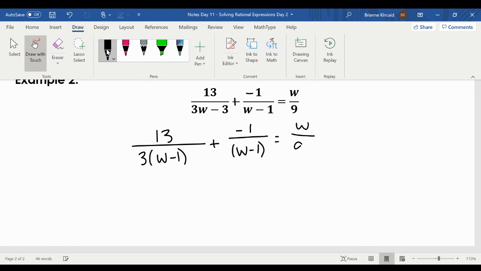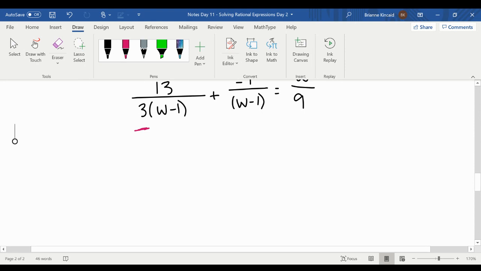equals w over 9. Now there are a couple things that the LCD absolutely has to contain. I like to look at my binomials, my quantities, any of that stuff first. My LCD has to contain a w minus 1 because the first denominator and the second denominator both contain it. The first denominator contains a 3, the second one contains a 9. 3 is a factor of 9, which means my LCD has to have a 9 in it.